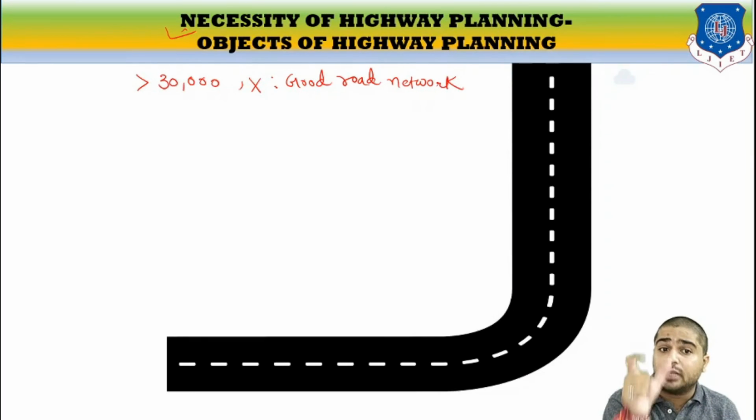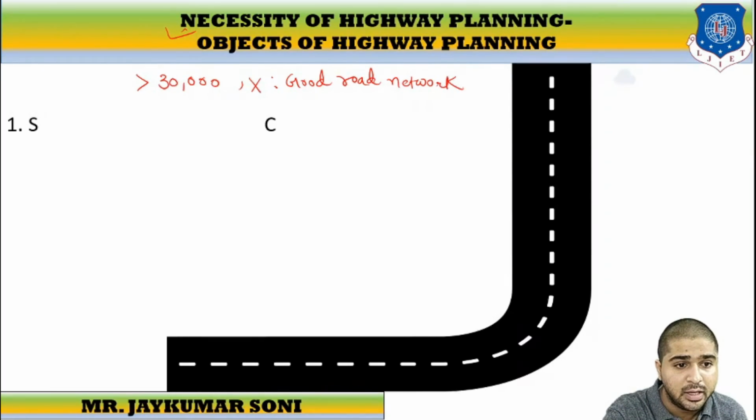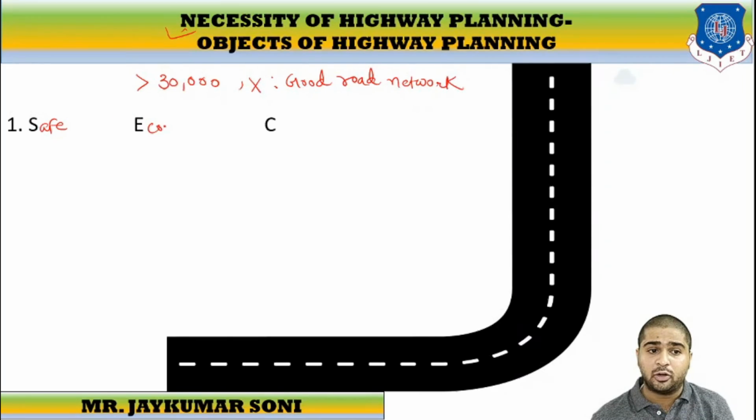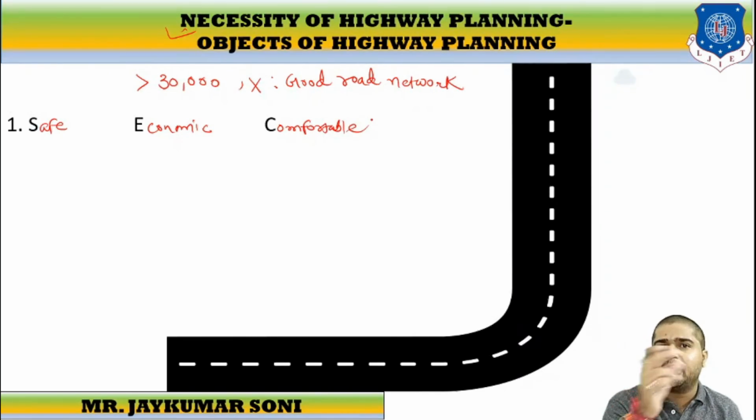And for that, we need to learn the objects of highway planning. So, what are the objects of highway planning? First, how should one plan the highway network? It should be planned so that the highways are safe, they are economic, and they provide comfortable travel. So this is the first objective: safe, economic and comfortable travel should be planned.